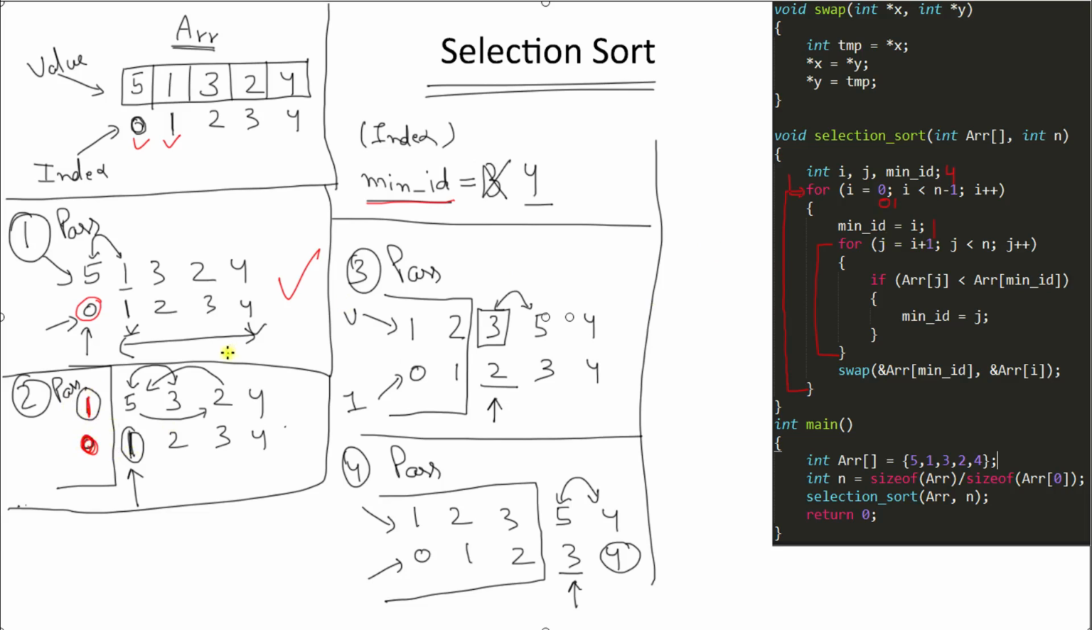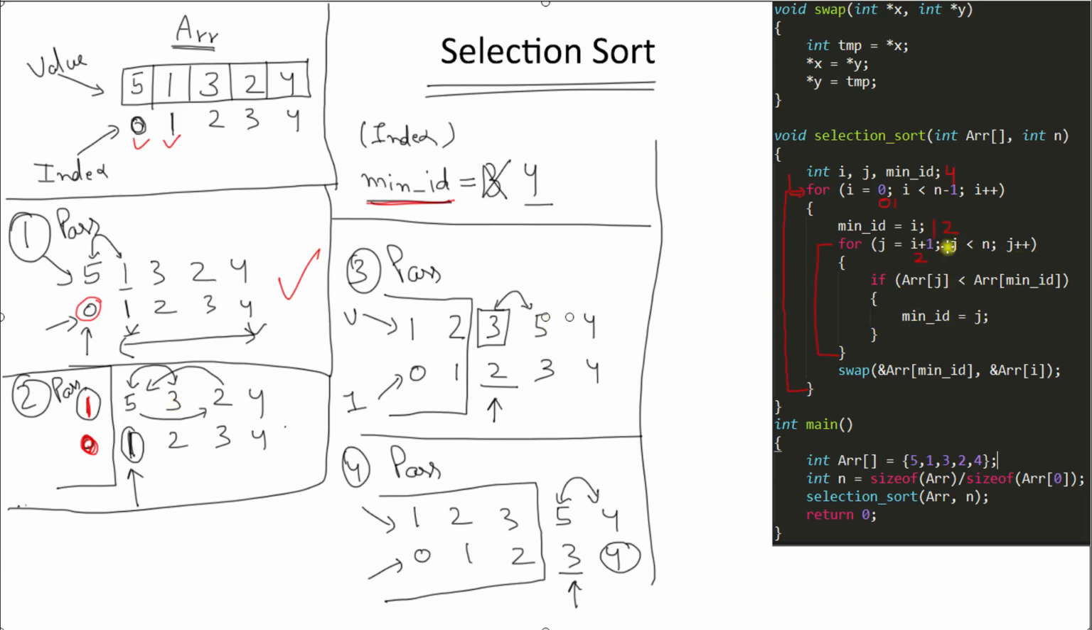Okay, and as I told, whenever you start, you initialize the starting index to this minimum ID, and that's what we are doing here. Now j will be i plus 1, so i is 1, so j will be 2, and 2 is less than 5, which is true. We'll go inside. j is 2 and minimum ID is 1, so we will compare this one with this one. Is this greater than this? Yes, it is true. Then minimum ID is equal to j will execute, and this will become 2 now.